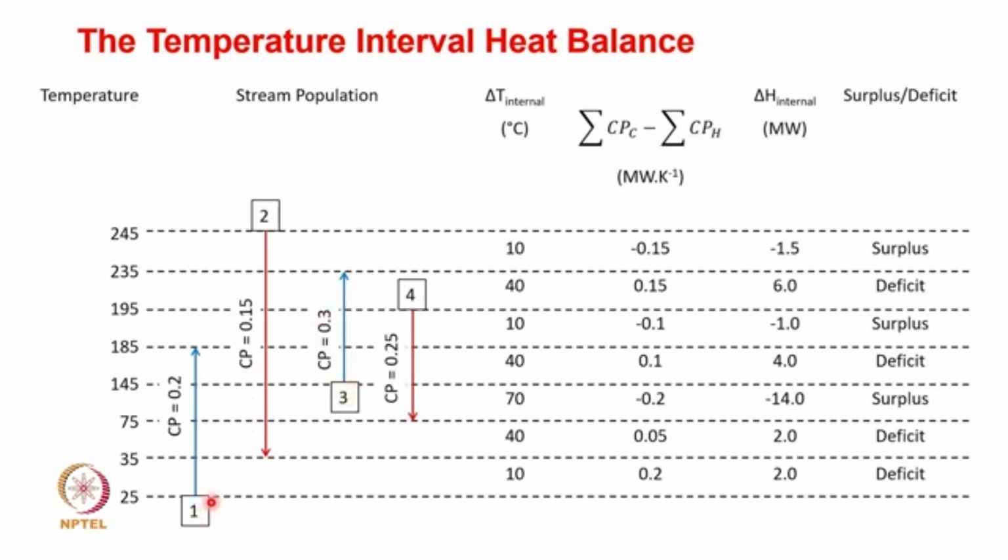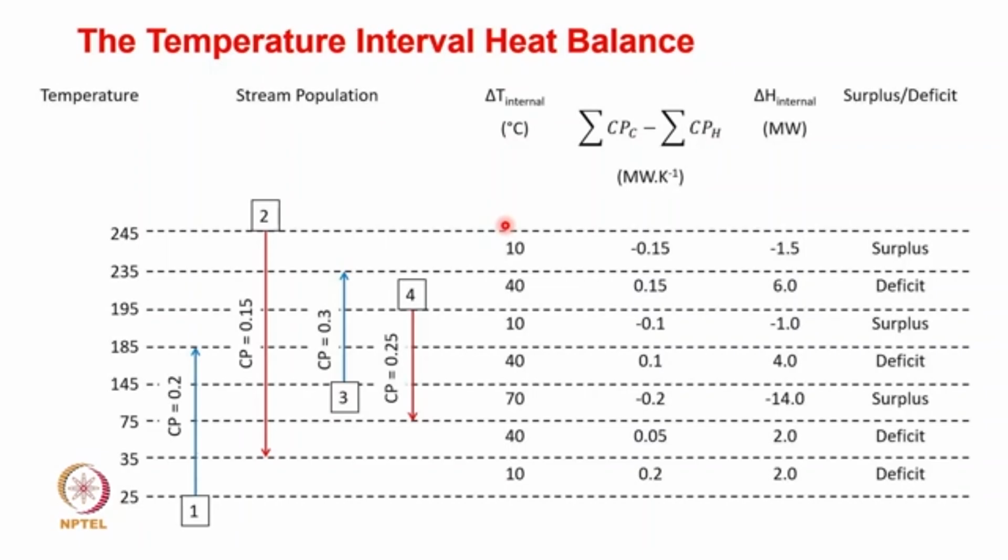So stream 1 is a cold stream, it enters at 25 and exits at 185. Stream number 2 is of course a hot stream, enters at 245 and exits at 35, and the remaining others. And now we are going to draw the delta T differences. So between 235 to 245 it is 10 degrees, 195 to 235 it is 40, and 185 to 190 it is 10, and you make the entire delta T differences between each of these steps.